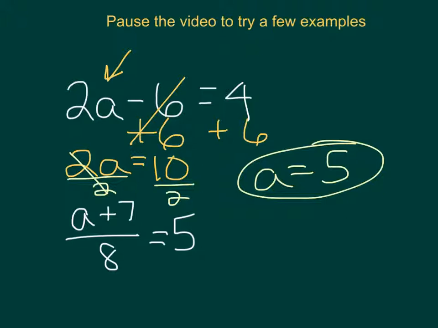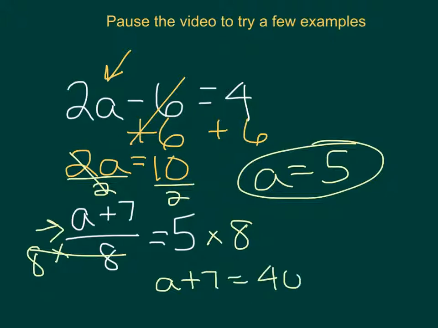For the next example, we have a plus 7 over 8 equals 5. So we have identified the variable. We first want to get rid of the 8. So it's currently divided, so we want to multiply it. That makes the 8's go away. We multiply the other side by 8. So now we are left with a plus 7 equals 40. If you subtract 7 from both sides, that's going to equal a is 33.